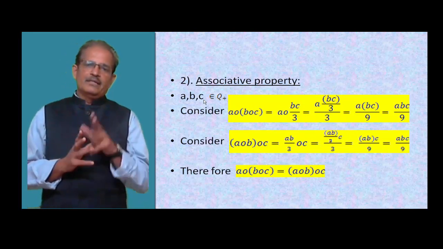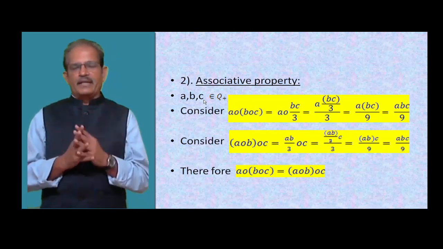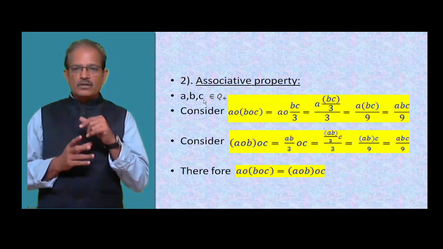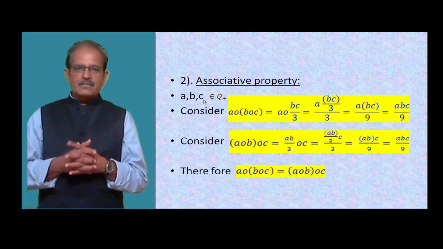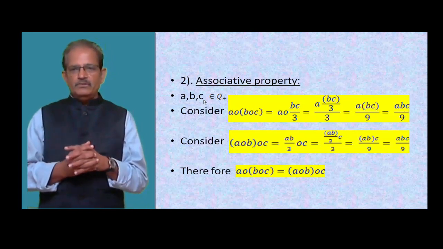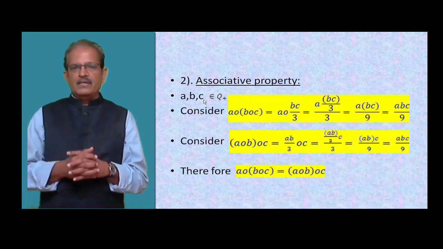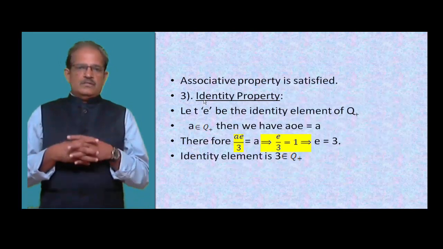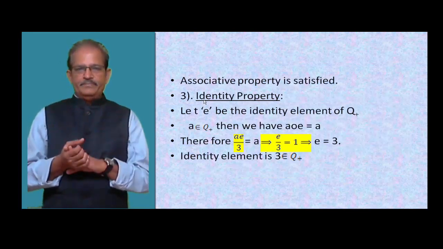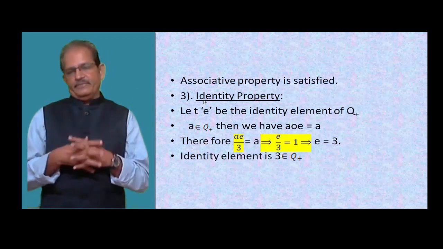So therefore, in the first case you got ABC by 9. In the second case also you got ABC by 9. That means they are equal. That means (AOB)OC will be equal to AO(BOC). That shows associative property is satisfied. So closure property is verified, associative property is also verified.